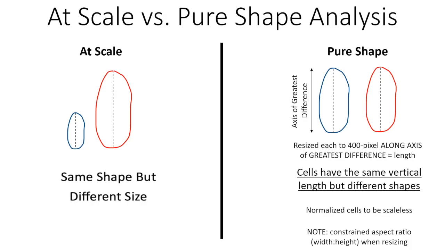To analyze just the shape of each cell, without considering the size, we resized all cells such that the axis where the difference in size was greatest was scaled to be the same. We constrained the aspect ratio during resizing. These resized shapes were referred to as the pure shapes of sickle cells.